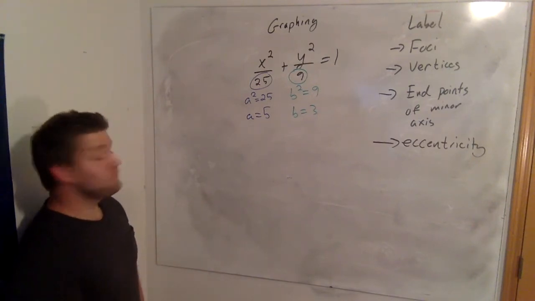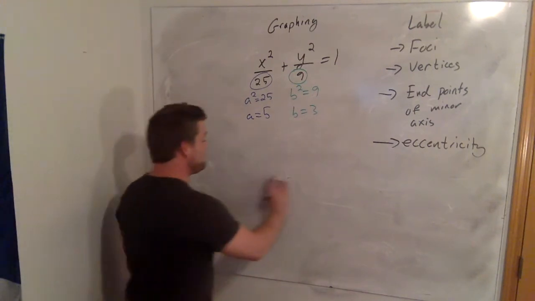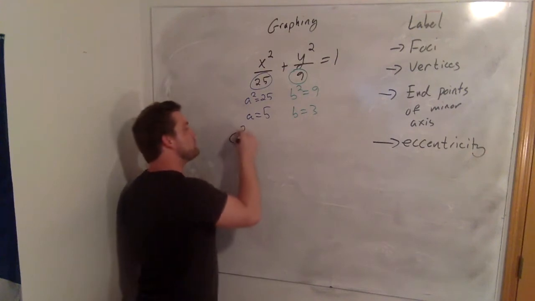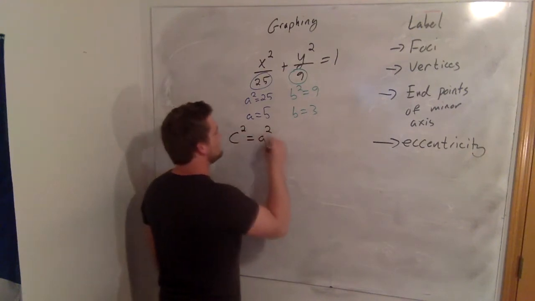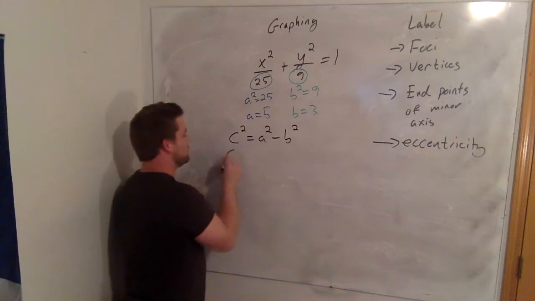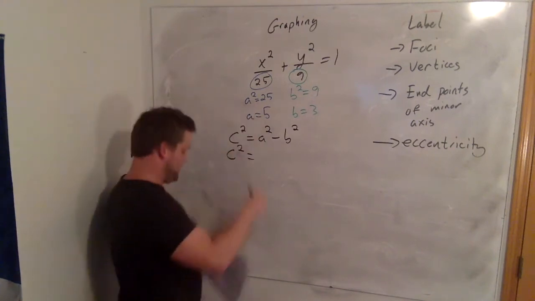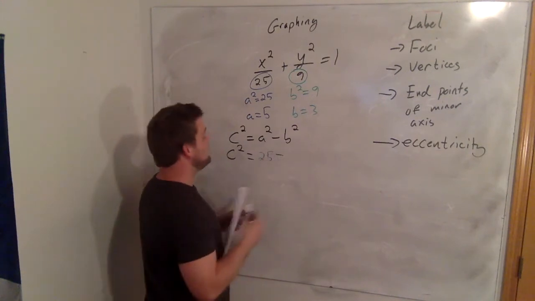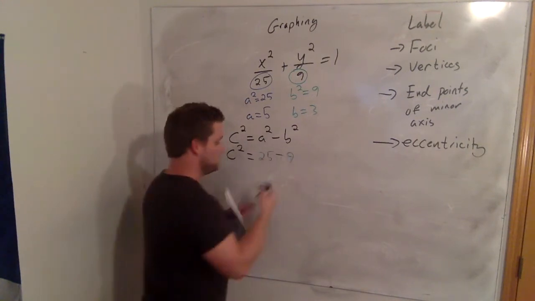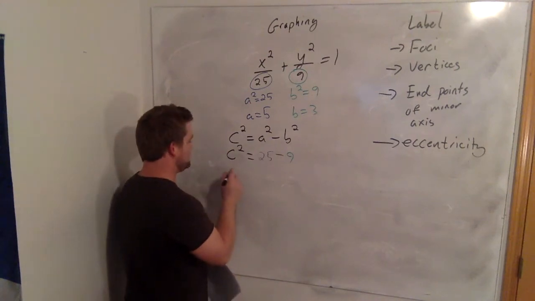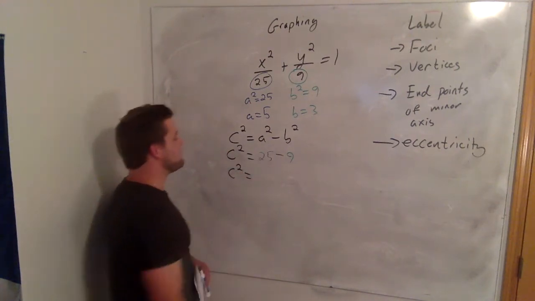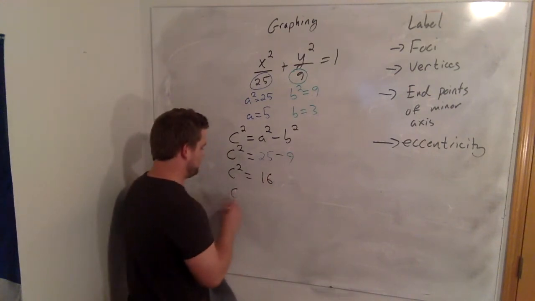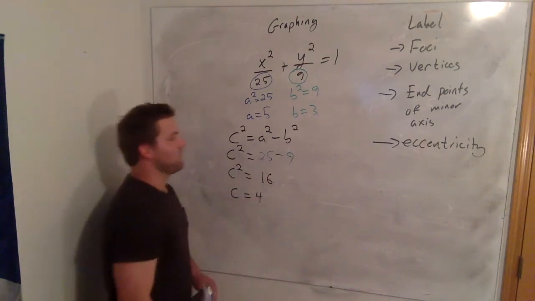Okay, we're going to need to find the foci, so maybe we should do that now. We need to figure out what c is. Well, you could draw your picture. We can remember that c squared will be the same thing as a squared minus b squared. So our c squared will be equal to, well, our a squared was 25 and our b squared was 9. So c squared will be equal to 25 minus 9, I think that'll be 16. So c will be equal to 4.